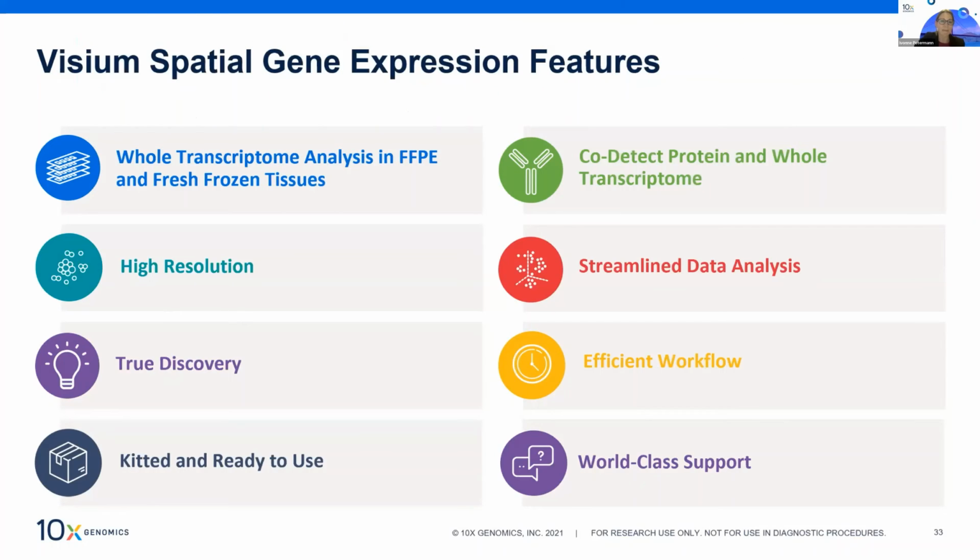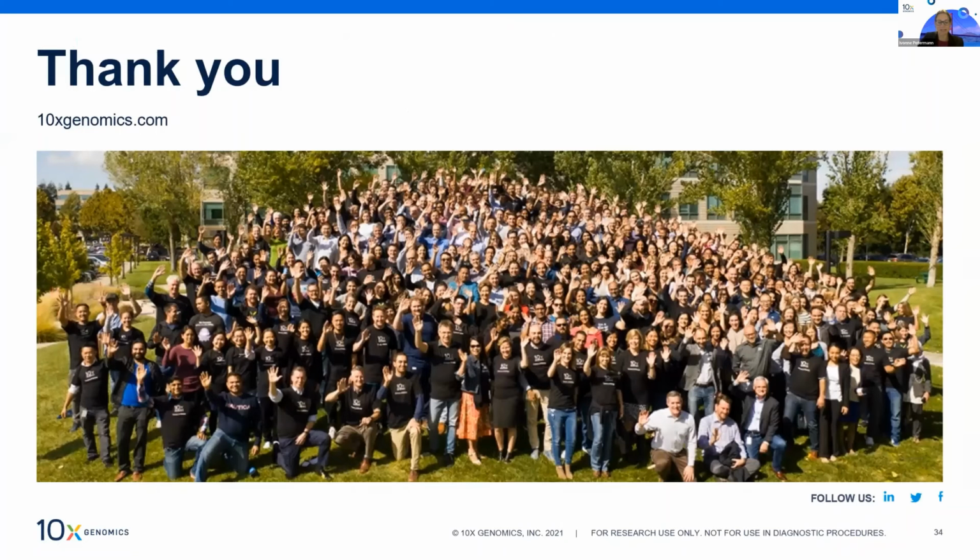So yeah, Visium's spatial gene expression has a lot of really exciting features. I think the most exciting one is the co-detection of protein and whole transcriptome, that you don't need an instrument, so you could really perform the histology in your lab and then send the sequencing libraries off to the various sequencing labs in New Zealand. And then, of course, as I mentioned, we are here to support you as much as we can from a distance, and hopefully in person soon. Okay, with that, that's the end of my presentation. Thank you.